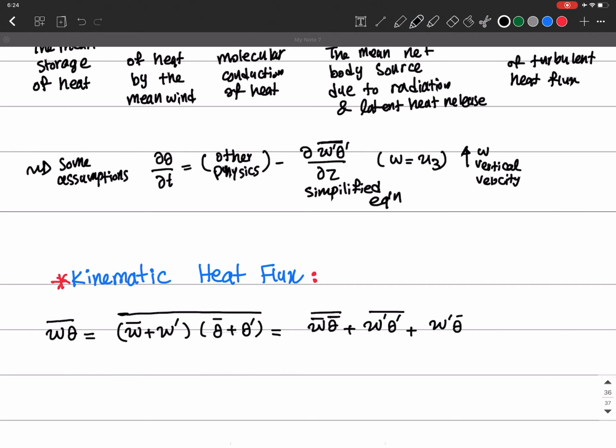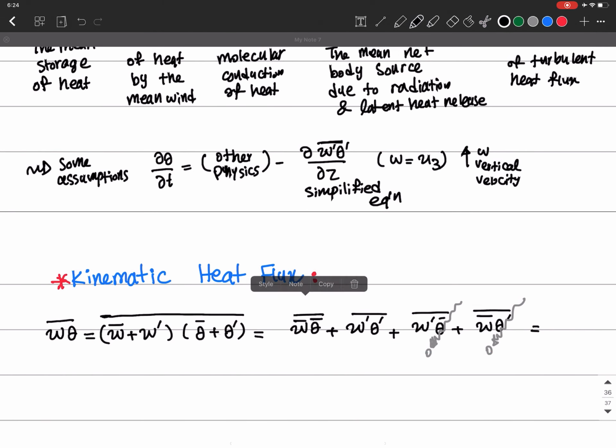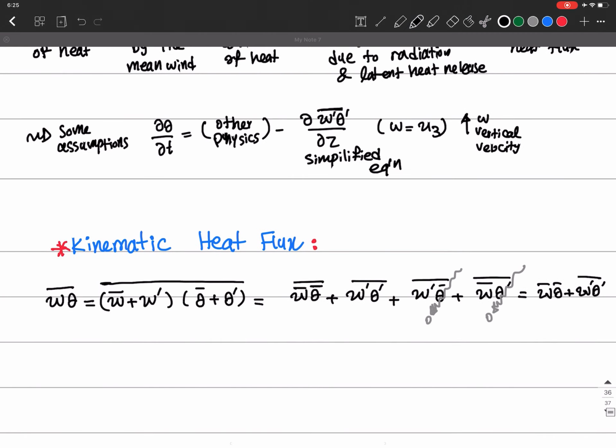W prime theta bar plus W bar theta prime bar, right? And we know from the Reynolds decomposition, these two terms are going to be 0. So we are only left with these two terms here, which equal W bar theta bar plus W prime theta prime bar. So this is where this W prime theta prime comes from.